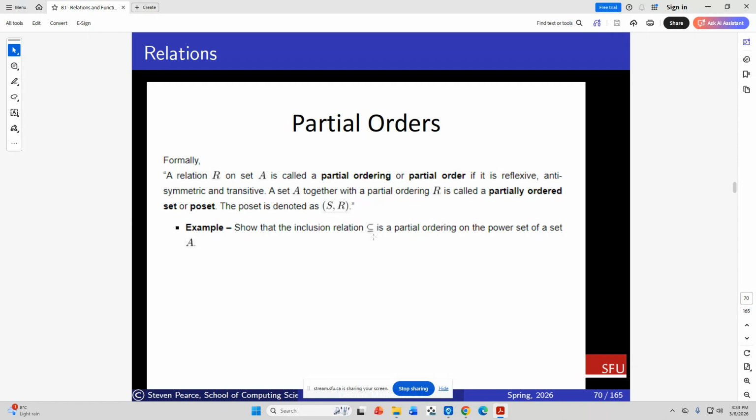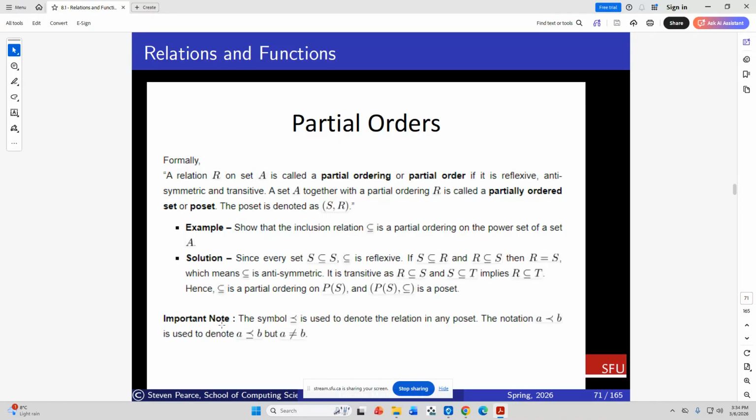is this set operation of subset. So inclusion, I would just call it the subset relation, is a partial ordering on the power set of a set A. We just actually looked at that when we went to the Wikipedia page.